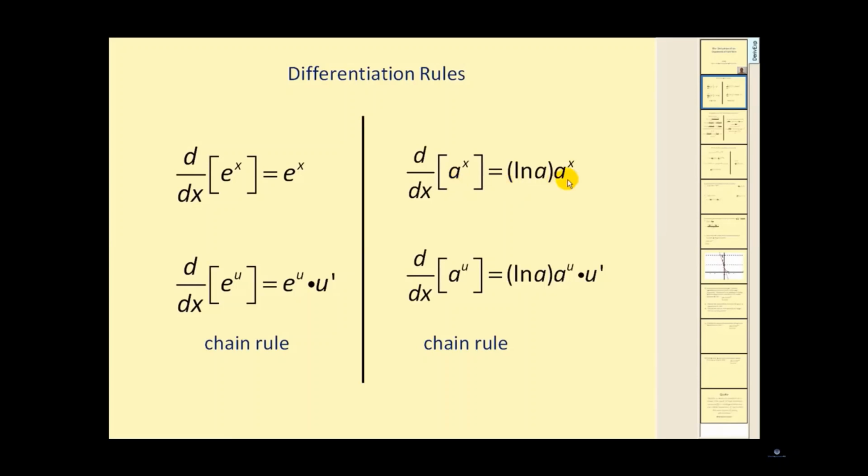And then again, this last rule is if we have a raised to some function in terms of x, we would have to apply the chain rule. So we have natural log a times a to the u times u prime.